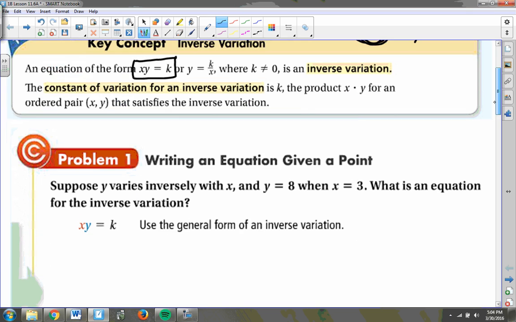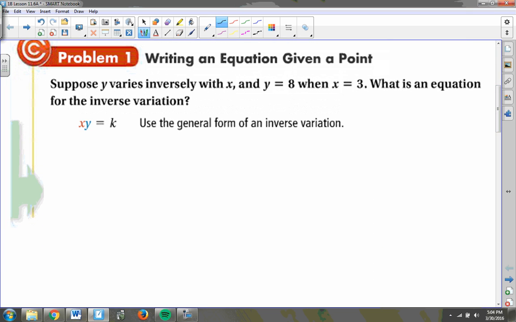What I'm going to ask you to do in your practice problems is to write these types of equations, x times y equals some number, given certain information about this situation. Okay? So most of these problems are quite simple. For example, this one, they say, suppose y varies inversely with x. That is a very important phrase at the beginning of all of these problems. Suppose that y varies inversely with x, meaning x and y multiply together to give you just some number that's the same every time. And y is equal to 8 when x is equal to 3. What is an equation for the inverse variation? And I am going to want you to write this actually two different ways. One where the x and y are together, and one where the y is by itself.